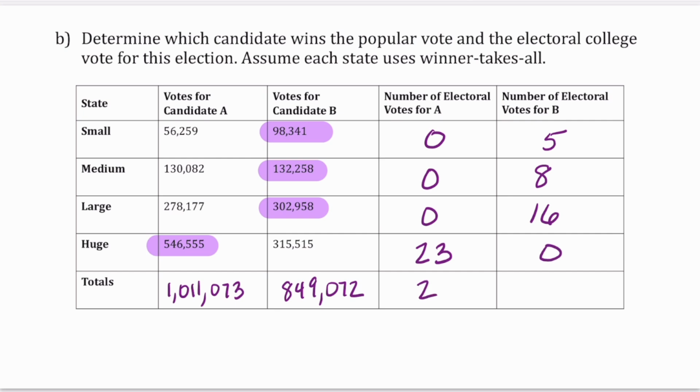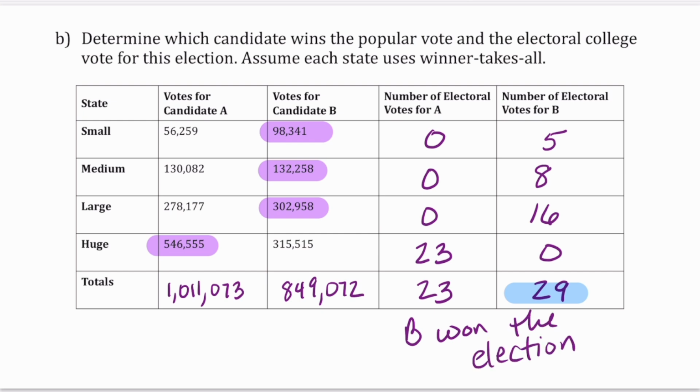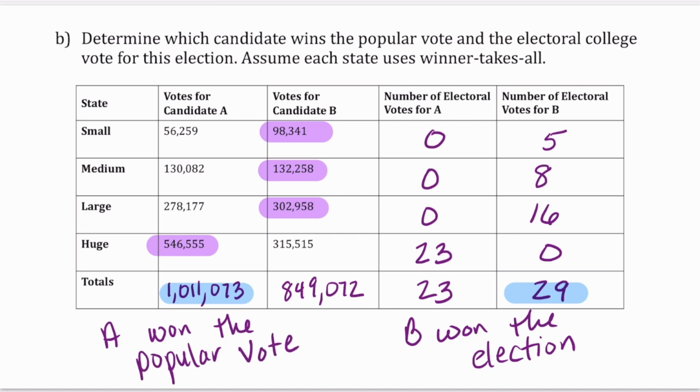We can tally up the total number of electoral votes candidate A received, which is 23, and the total number of electoral votes candidate B receives, which is 29. From this, we can see that B won the election because they received the most electoral votes. However, looking at the population votes, we can see that candidate A won via the popular vote.